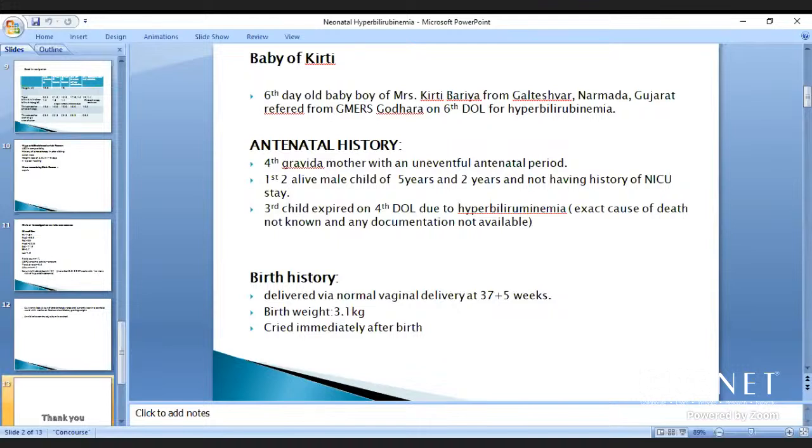So physiological jaundice, usually it is after 24 hours, and resolves within 7 days, and presence not up to palms or soles, with a serum bilirubin increase of more than 2 milligram per deciliter per hour, or more than 5 milligram per deciliter in 24 hours.